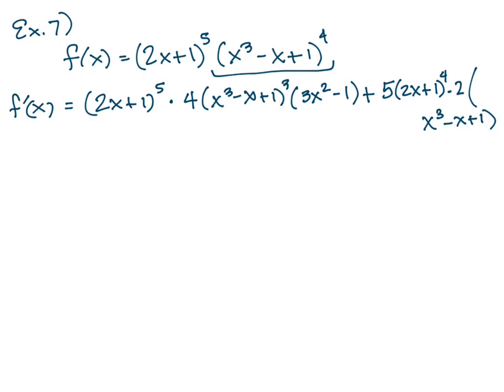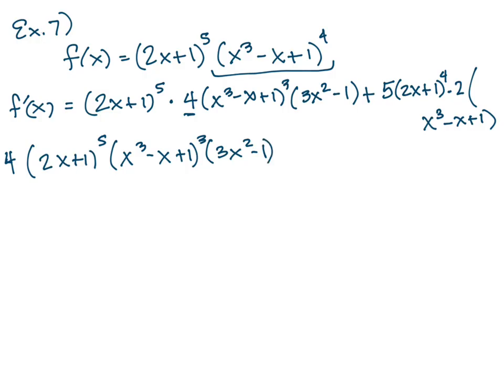Okay. Now we come to the fun task of trying to clean that up a little bit. So out of the first, what I would do is I would pull this 4 to the very front. And I'm going to have 4 times 2x plus 1 to the 5th times x cubed minus x plus 1 cubed times 3x squared minus 1, close parentheses. So all I did right there was pull the 4 to the very front.